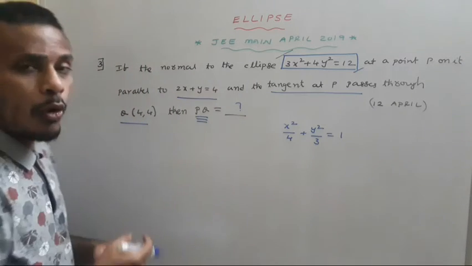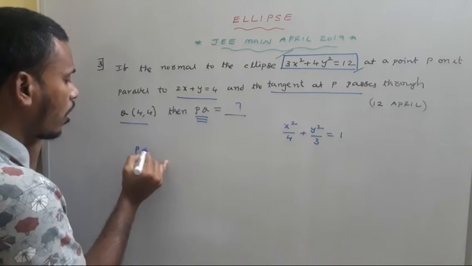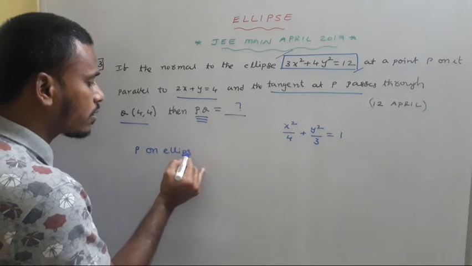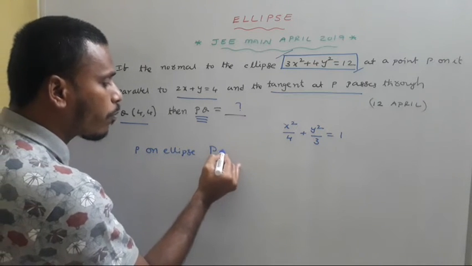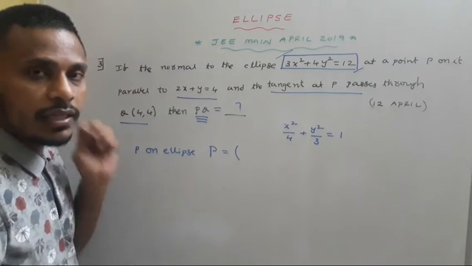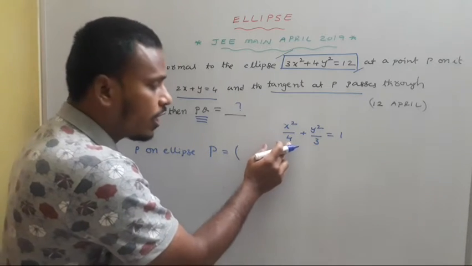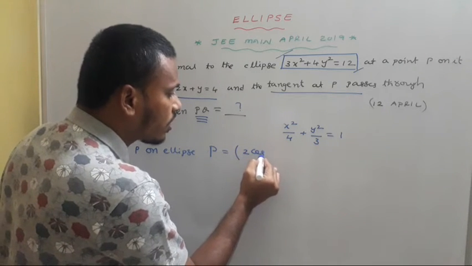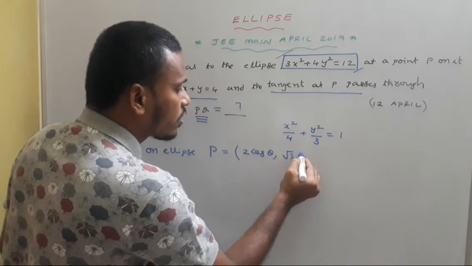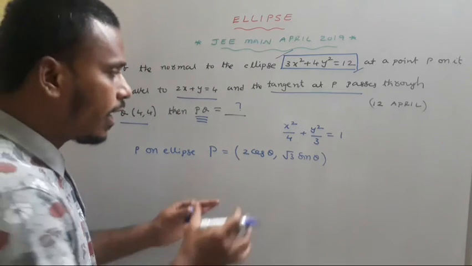We need to take a point P on the ellipse. Any point P on the ellipse, the general parametric form of a point P on the ellipse is a cos theta comma b sin theta. I think we all know it, okay? A means 2 square, so A is 2. So that is 2 cos theta comma b. B is root 3, so root 3 sin theta. This is a general point on the ellipse equation.